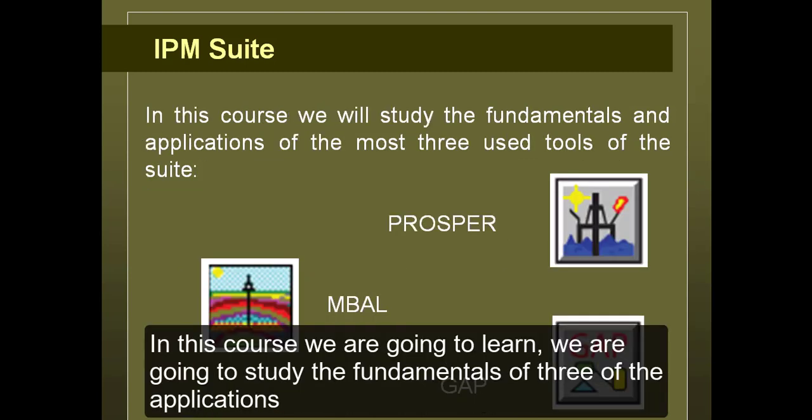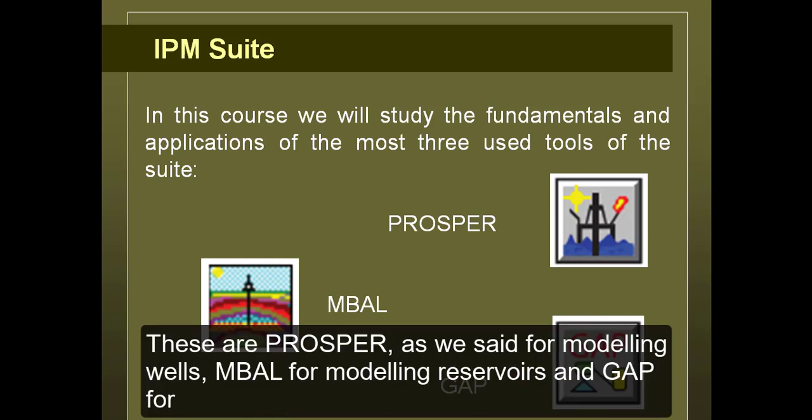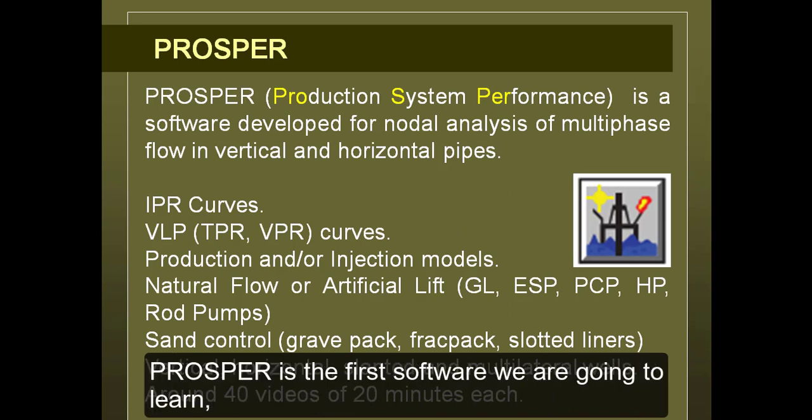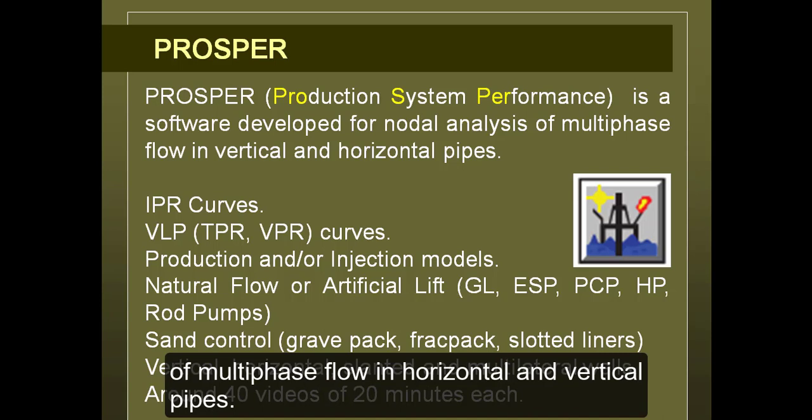In this course, we are going to study the fundamentals of three of the applications that the IPM suite has. These are Prosper, as we say, for modeling wells, MBAL for modeling reservoir, and GAP for the integration of wells and reservoir with surface facilities. Prosper is the first software we are going to learn. It stands for Production System Performance. This is a software developed for nodal analysis of multi-phase flows in horizontal and vertical pipes.